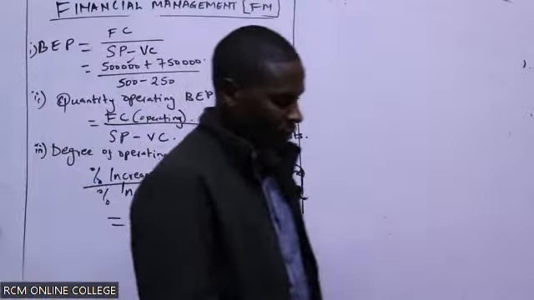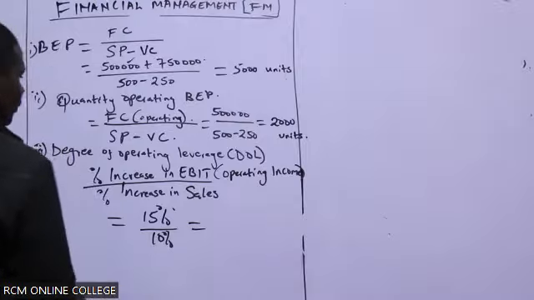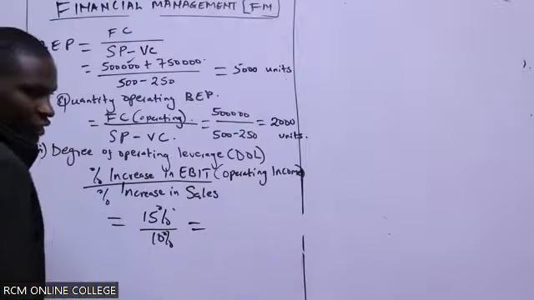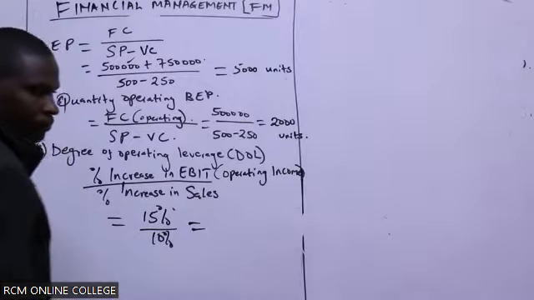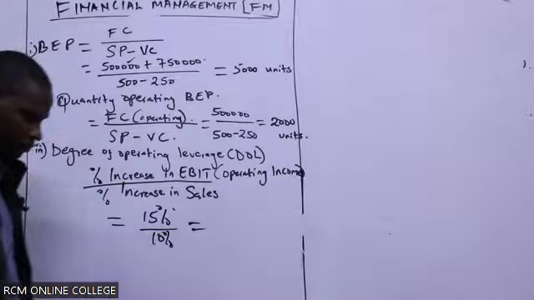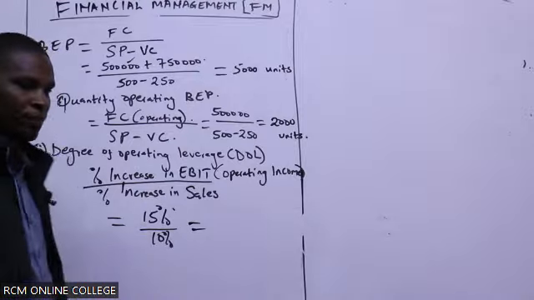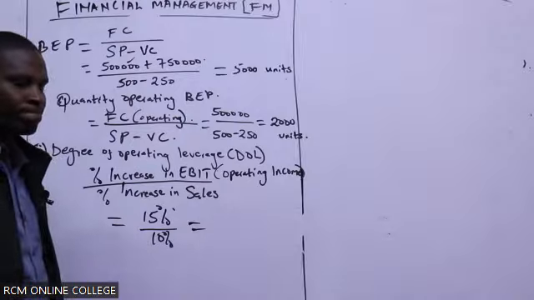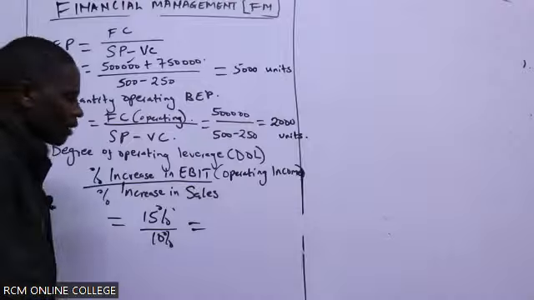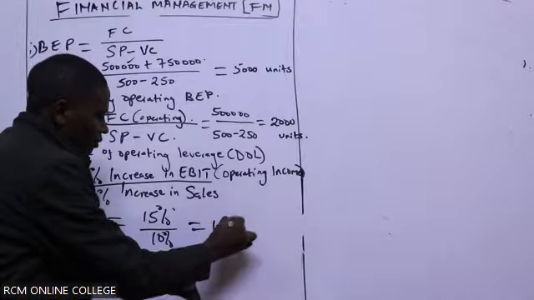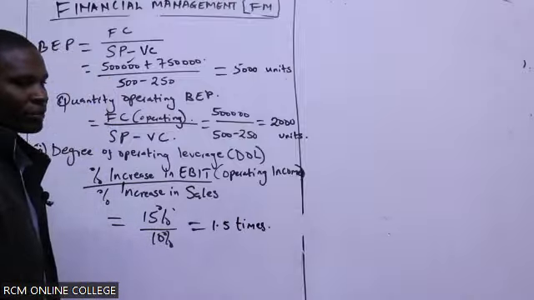So, you give me the degree of operating leverage. In fact, you give it in times. So how many times? 1.5 times.